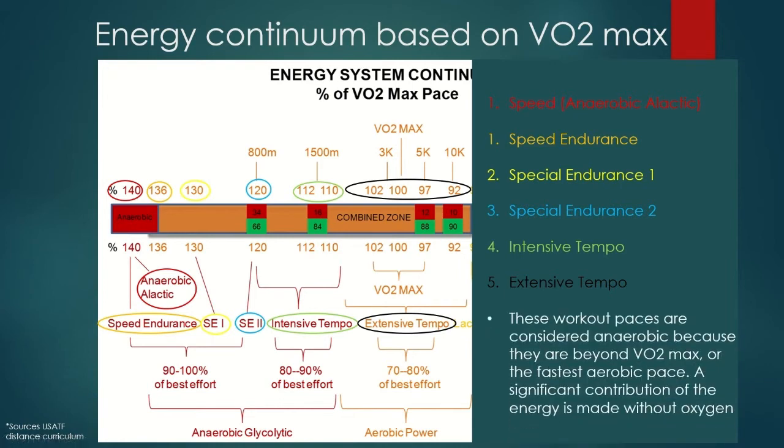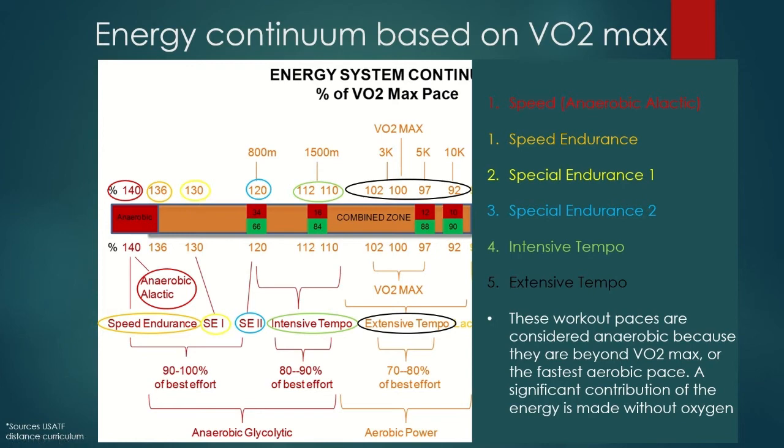These workout paces are considered anaerobic because they are beyond VO2 max, which is the fastest aerobic pace. So anything faster than that, the only reason you can go faster than VO2 max is from the anaerobic system, because this is where your aerobic system taps out. You can't go faster aerobically. VO2 max is the velocity at which oxygen use in your body is at its max. So anything faster is going to be because of anaerobic contributions. A significant contribution of energy is made without oxygen at all of these. So that's why these are all considered anaerobic.